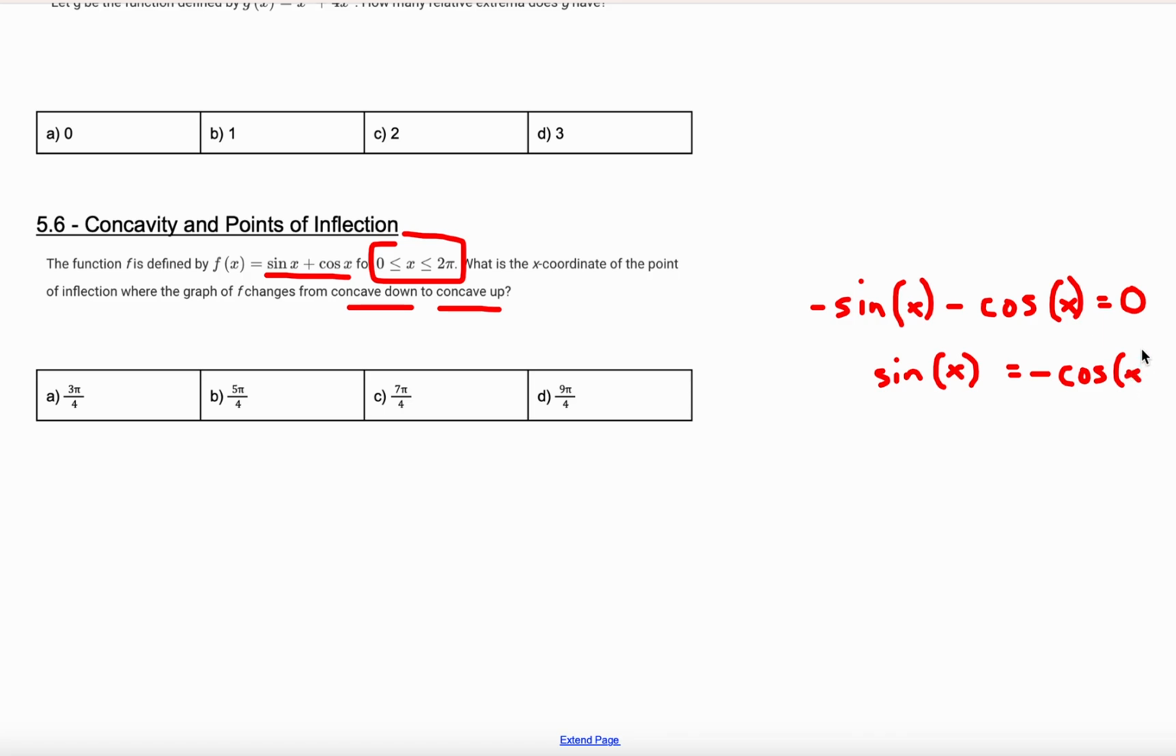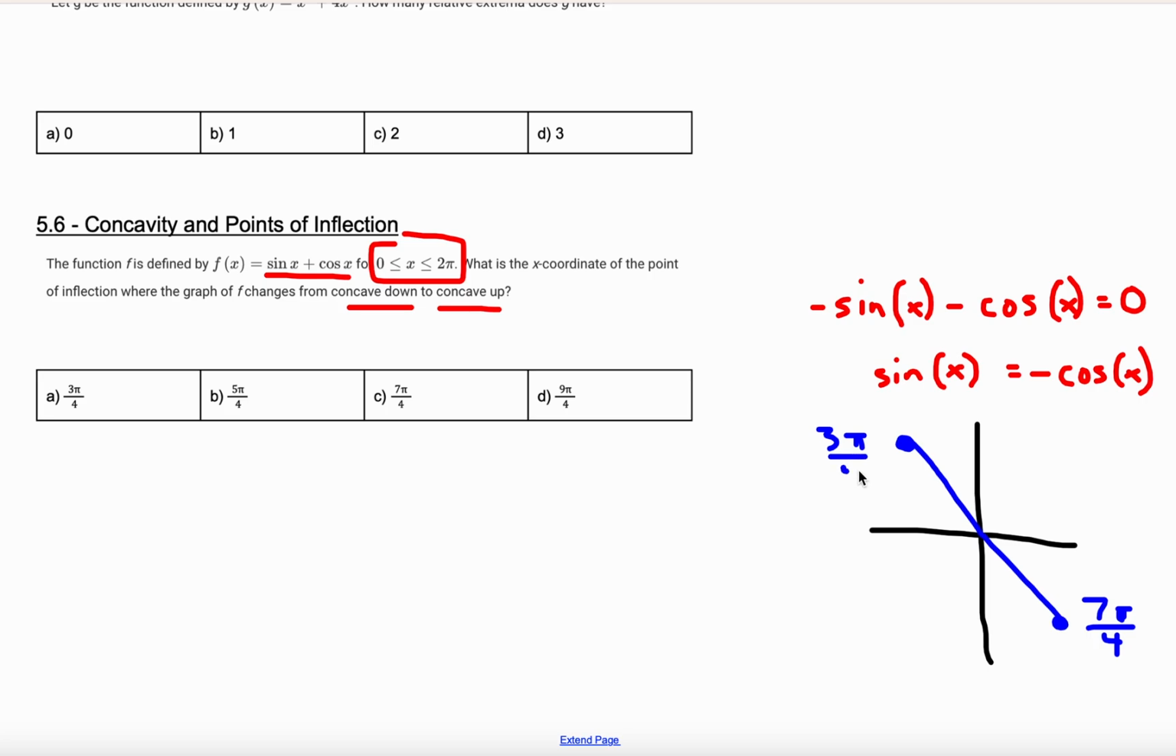When is sine of x equal to the opposite of cosine of x? So let's think of the unit circle. I want sine and cosine to be opposite and equal. That would happen in the second quadrant right here at 3 pi over 4, and that would happen down here in the fourth quadrant at 7 pi over 4. So here's your 7 pi over 4, and here's your 3 pi over 4.